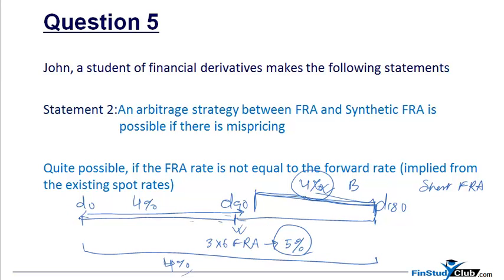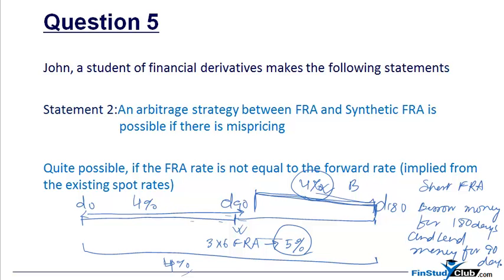Now you would say, hey, why don't you borrow for 180 days and lend for the next 90 days? That effectively creates a forward borrowing for the next subsequent 90 days. So that would mean I'm going to borrow money for 180 days, and lend money for the next 90 days.